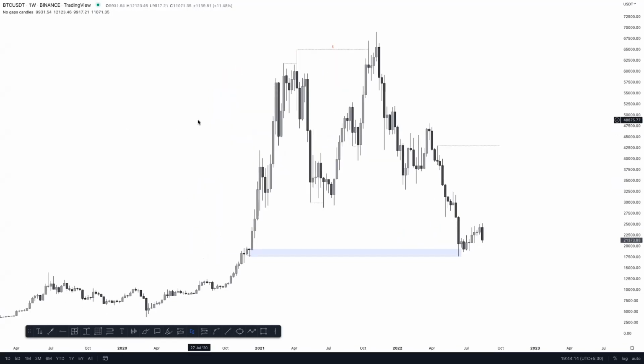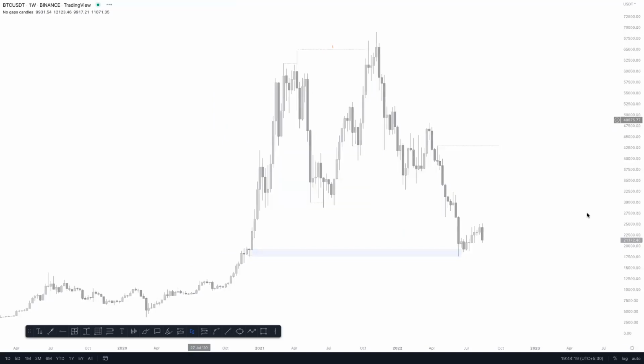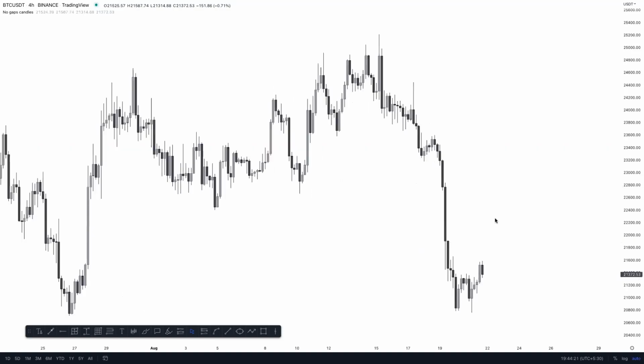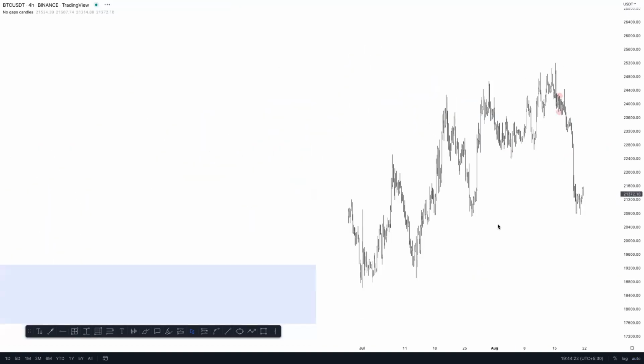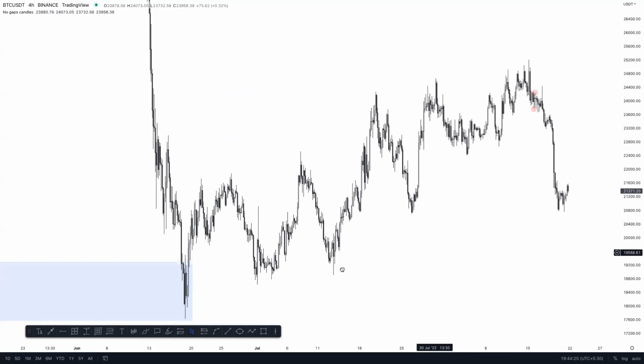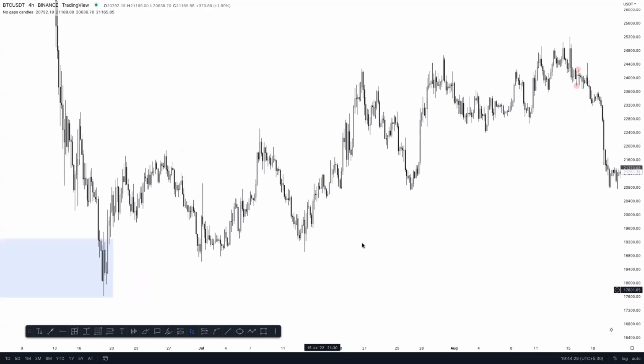Now let's switch into the 4 hour and 1 hour. So in a 4 hour time frame, market is trying to go higher and breaking the structure to the upside. Right now it is here. Let me read this one.